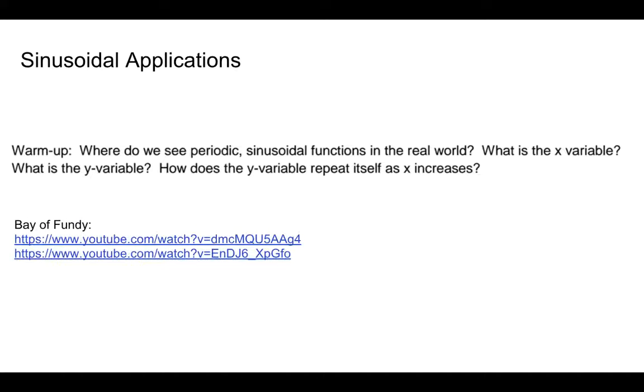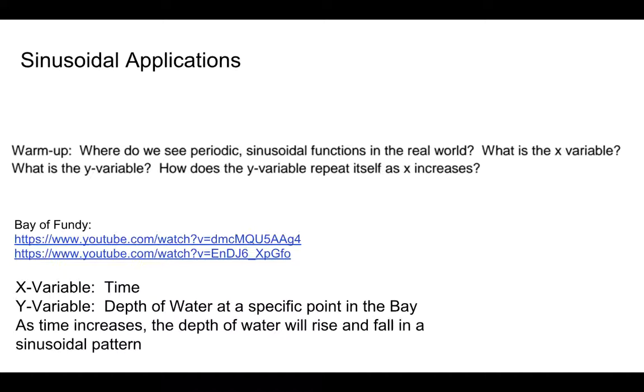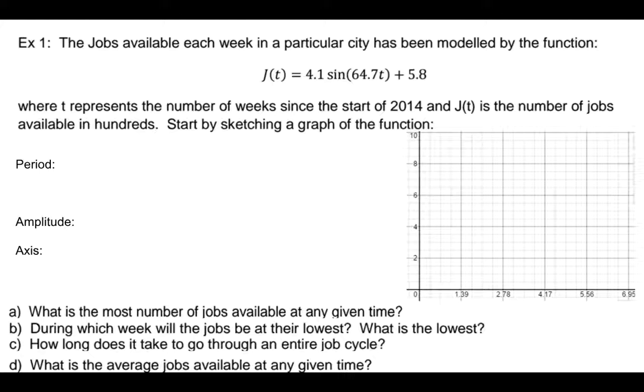If you check out these links, they talk about tides in the Bay of Fundy, where the x variable is actually time and y is the depth of water at a specific point, because it's going to go in and out. You're going to see this going up and down, up and down, up and down with time, just rising and falling in a sinusoidal pattern. So this is one of the ways we see these, and we'll look at some more here.